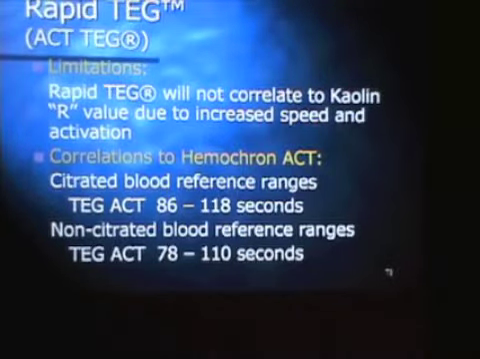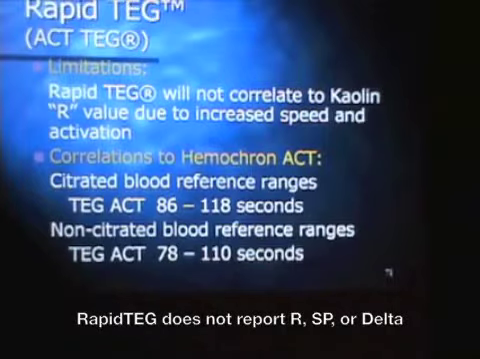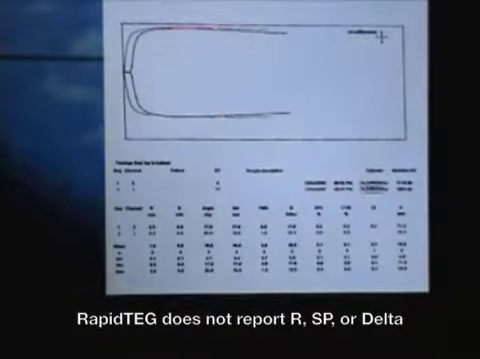It sees all of that just like a regular TEG. What it does not see is the R value, so what we replace the R with is a TEG ACT, and you're familiar with ACTs, okay? We correlated the ACT and submitted our data to the FDA. We correlated with Hemochron, which is used in quite a few hospitals.